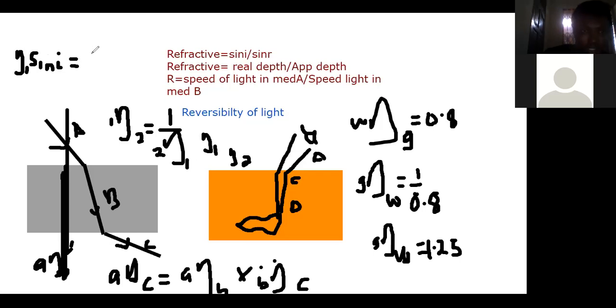should be equal to the refractive index of medium 2 times sine r. So that is it. Where r is the angle of refraction in medium 2, and i is the angle of incidence in medium 1. Now let's do critical angle.